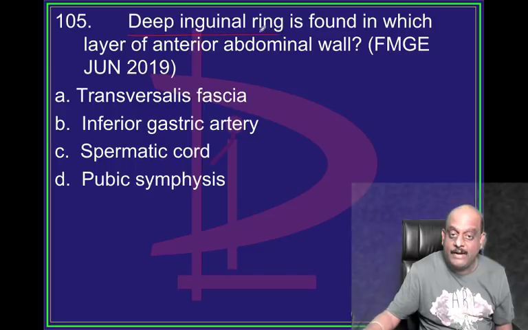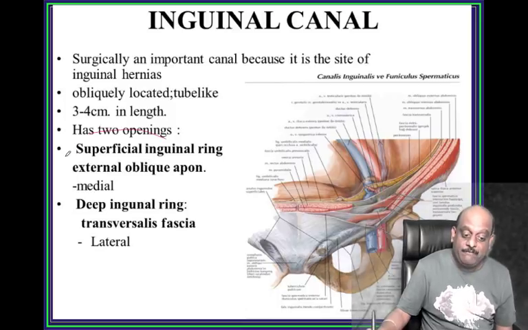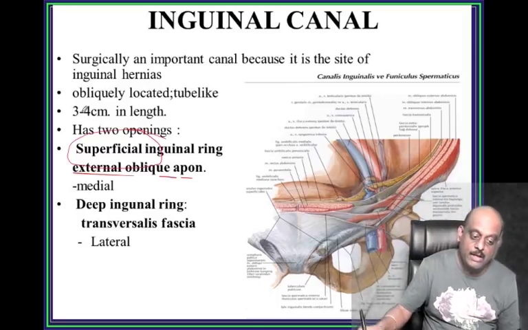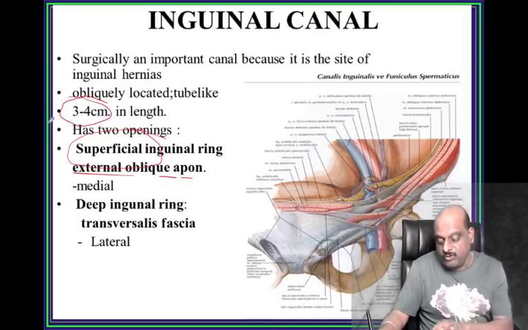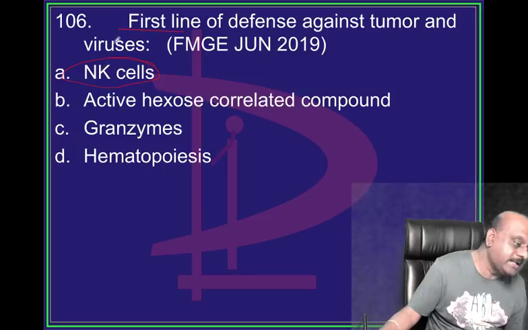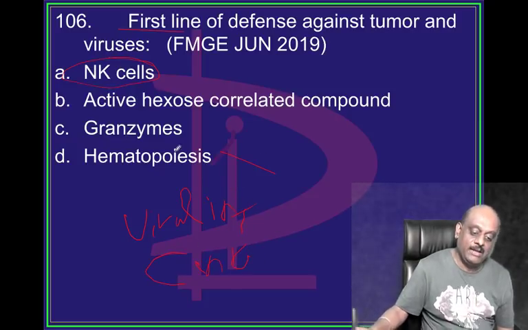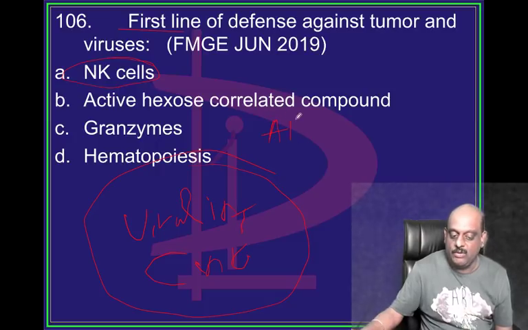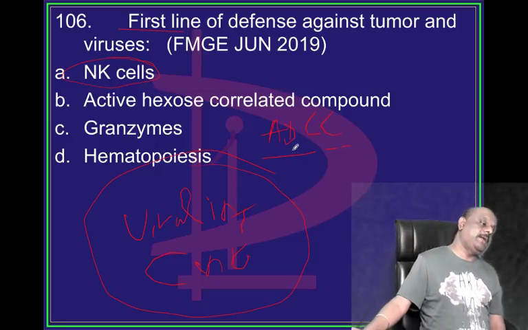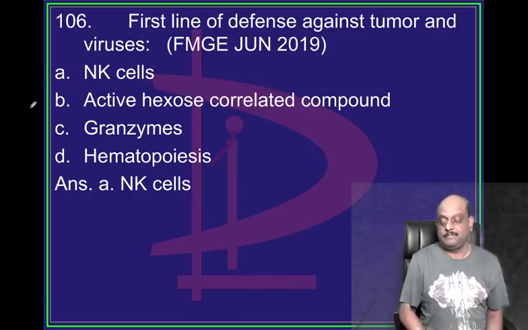Deep inguinal ring, from where is it derived? Transversalis fascia. Superficial inguinal ring comes from the external oblique aponeurosis. Inguinal canal length kitna hota? 3 to 4 centimeters. First line of defense against the tumors, NK cells. NK cells, viral infection se bachayega, cancer se bachayega. Two functions, they lead to ADCC, antibody dependent cell mediated cytotoxicity by the NK cells. That is what you should remember.